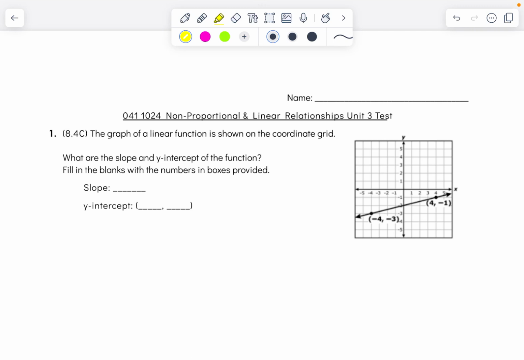Right, number 1 here, we've got the graph of a linear function shown on the coordinate grid. What are the slope and the y-intercept of the function? Fill in the blanks with the numbers in the box provided, slope and y-intercept.